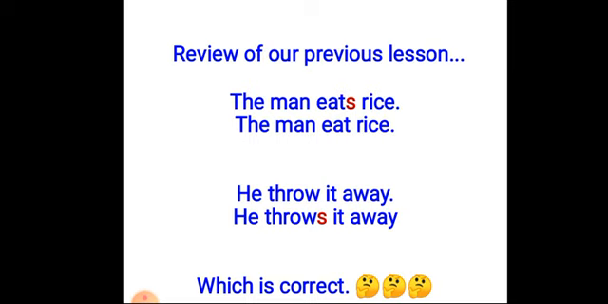See what I've done here? Instead of using the name of a person, I've replaced it with a word. Instead of saying the man again, I'm now going to use he to represent that man. Instead of saying the rice again, I'm going to use it to represent rice. These words I just mentioned are pronouns. He throw it away, or he throws it away. So you tell me which sentence is correct from the first part and the second part.